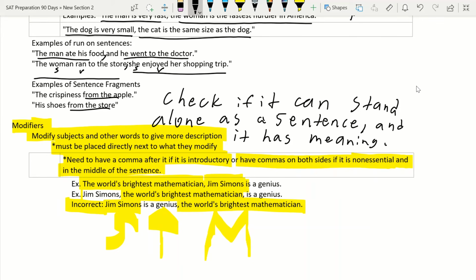Then we talked about modifiers. We talked about how modifiers have to be placed next to what they're modifying, right? Our example was "the world's brightest mathematician, comma, Jim Simons." We also talked about how if it's introductory, which means it's at the beginning of a sentence, our modifier has to have a comma after it. And if we're going to put it in the middle of a sentence, we have to have commas that keep it separated from the rest of that sentence. That's called a non-essential modifier, which means we have commas on each side of it. We know it's non-essential if the sentence makes sense without it. If we take it out, we have "Jim Simons is a genius," which is a full sentence.